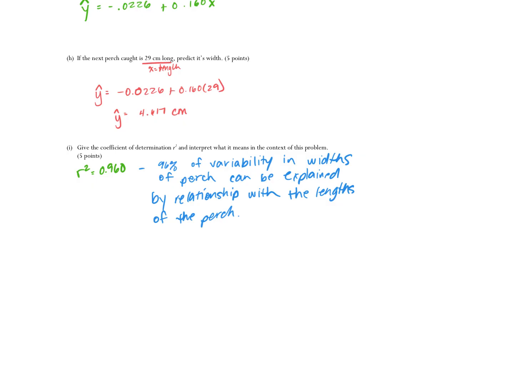So, again, here's what I would be looking for. The 96% of the variability, the Y variable in context, explained by the relationship with the X variable. I'd be looking for each of those components. Okay? Any questions on the linear correlation questions? All right.